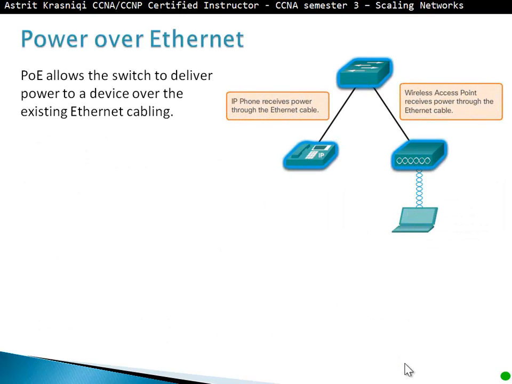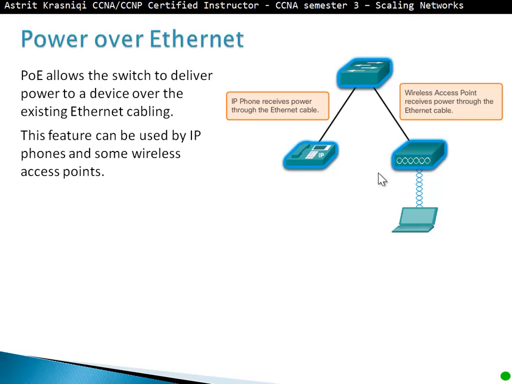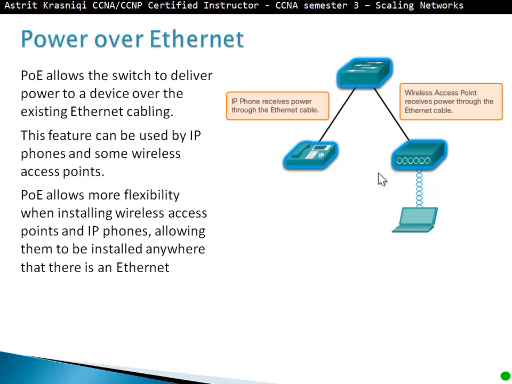Power over Ethernet. Power over Ethernet allows the switch to deliver power to devices over the existing Ethernet cabling. This is great. You don't need to buy an external power supply to power the IP phones or wireless access points. All of them will receive power from the Ethernet cable. This feature can be used on IP phones and some wireless access points.